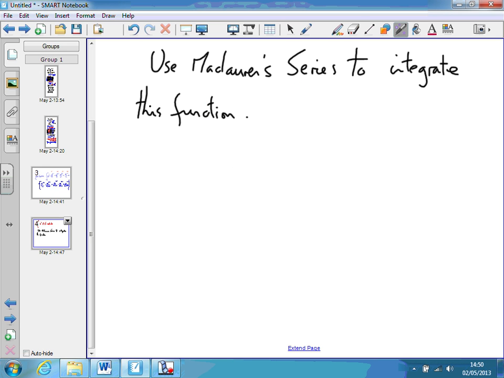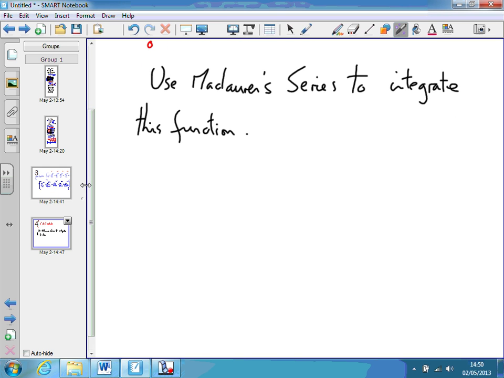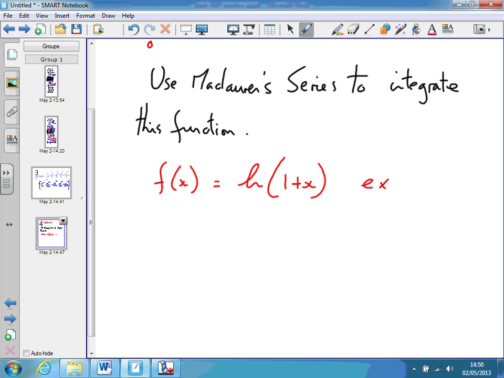So we take the natural logarithmic part of the function. So we look at the part of the function which is the natural log, and we're going to expand this using Maclaurin's theorem, which is a way of writing each of the terms in the power series.